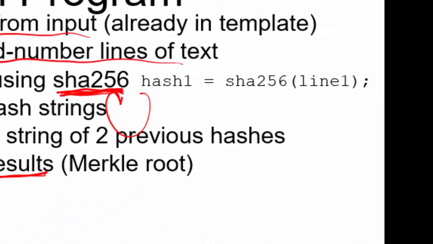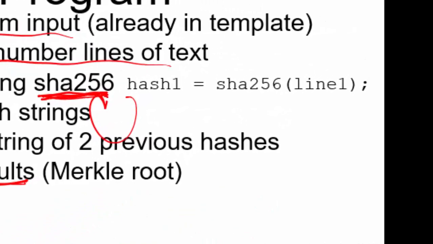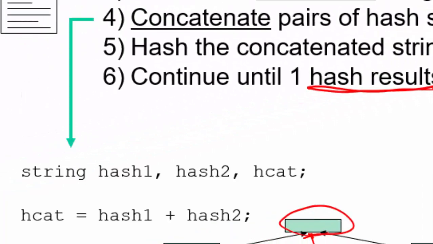Okay. Hashing, as I said, we'll use this library, so you don't need to write it. It's really simple. To do this, this is the function call, SHA-256. You give it a single string, so this might be line 1 as a string, and it's going to return a single string. So it's very simple to write the function that creates the hash.